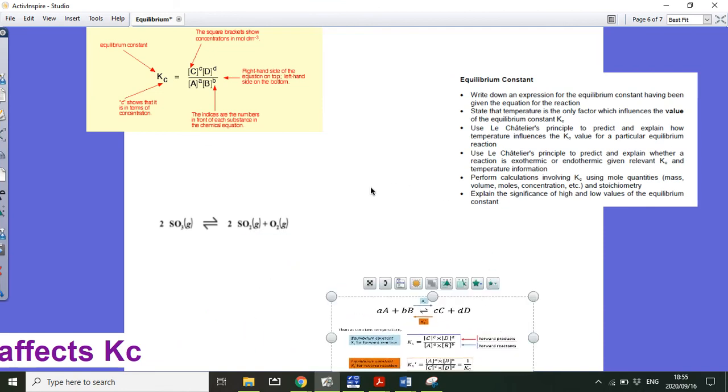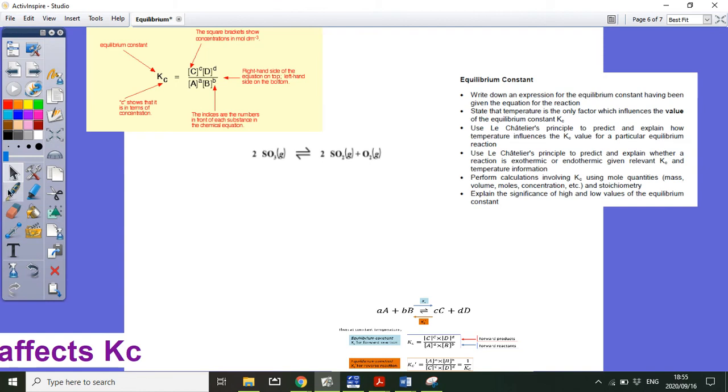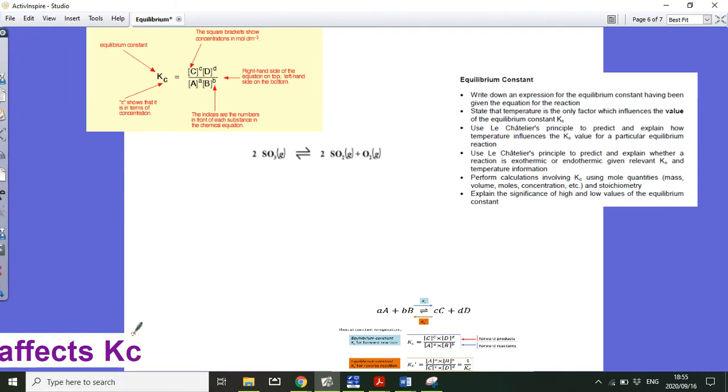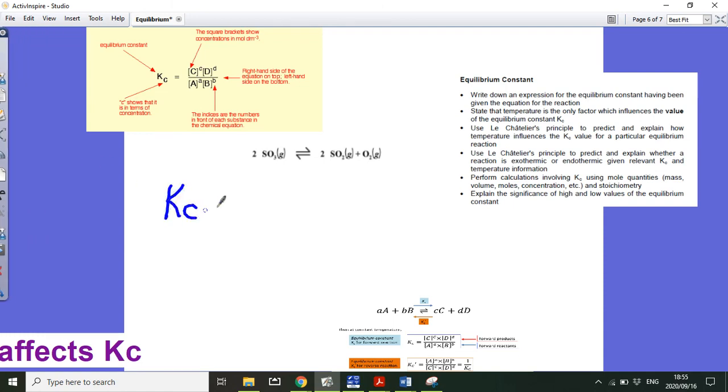So I'm just going to write down the equilibrium constant for this reaction. Kc just means the C means concentration. You also have Ka and Kb in the acid base and Kw for water. So they're all just equilibrium constants. So if I was going to write down the Kc value for this one, I'm going to write down the concentration. Remember, we use square brackets for concentration.